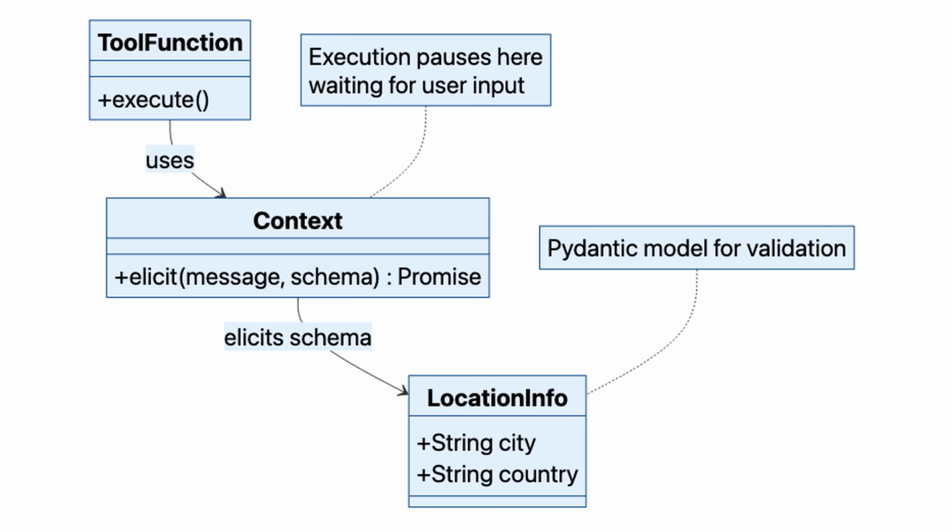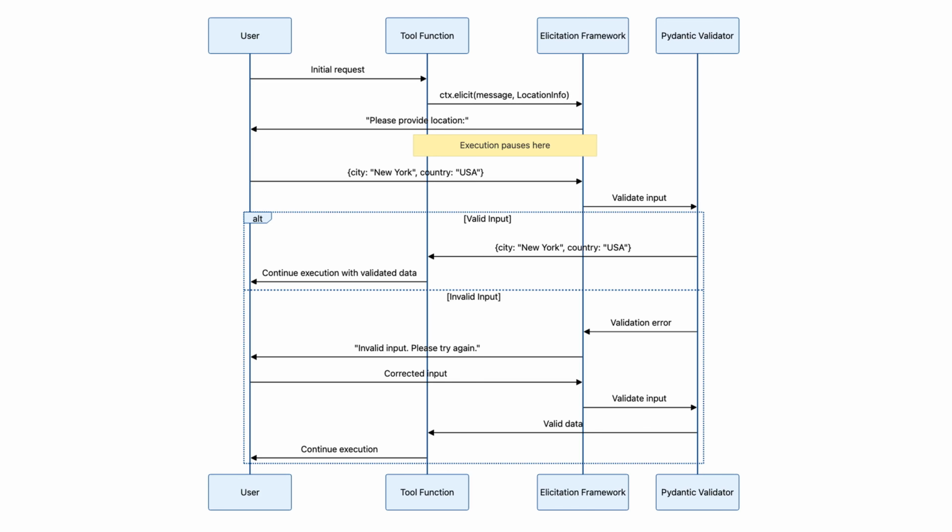Oh, so I'd create a model like class LocationInfo with city and country fields, and then inside my tool function, I'd call something like ctx.elicit with that schema. And it just pauses everything while waiting for the user response. That's so much cleaner than what I've been doing with callback functions and state tracking. Exactly. The execution literally pauses at that point. It's all handled by the framework.